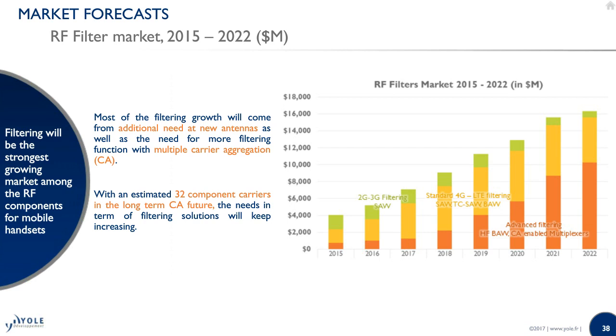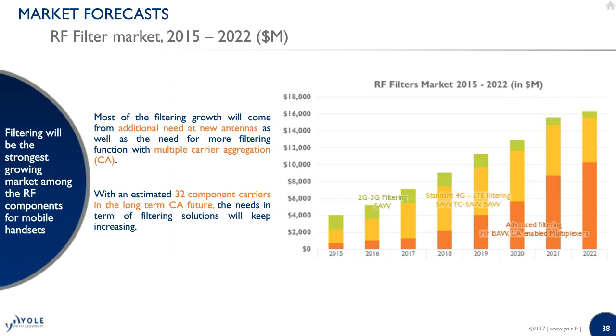So if you look in terms of functions, we have the 2G, 3G filtering, so more the lower end side, where SAW is completely dominating the market. Very nice technology, low cost, very few lithostats. So if you can do filtering with SAW, everybody loves SAW.